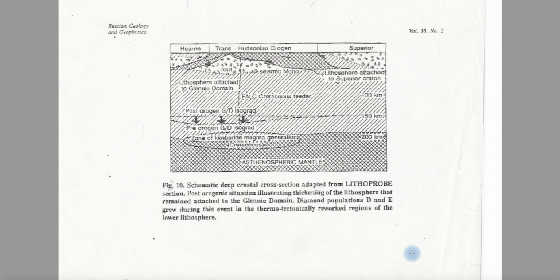kimberlites. So when they are just rising up, because they have such a low viscosity, they are just rising up, taking everything that is in their way. And if they are going through, and there are some diamonds around, then they are going like a rocket through the lithosphere and bringing the diamonds up to the Earth's surface.